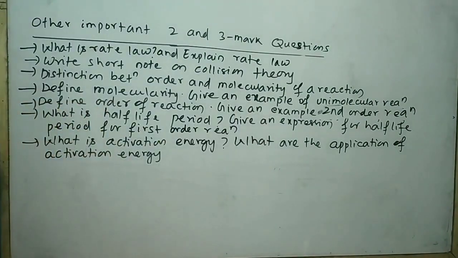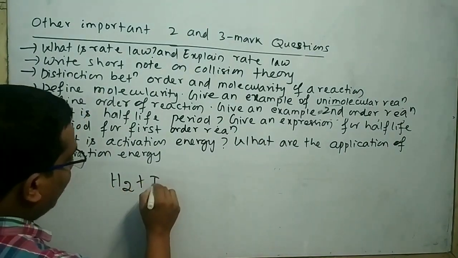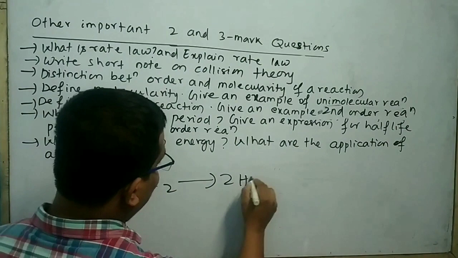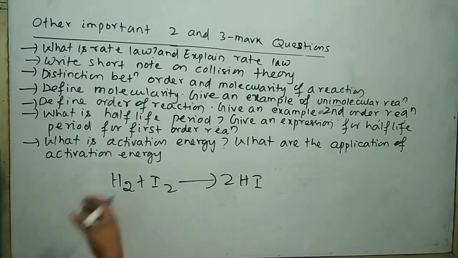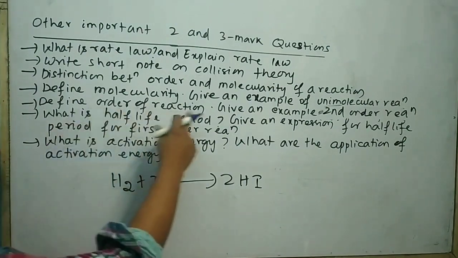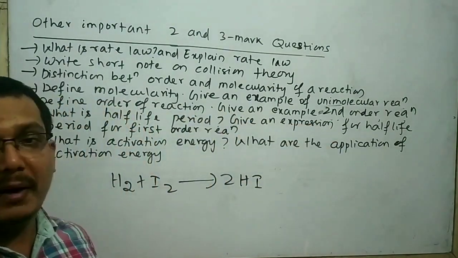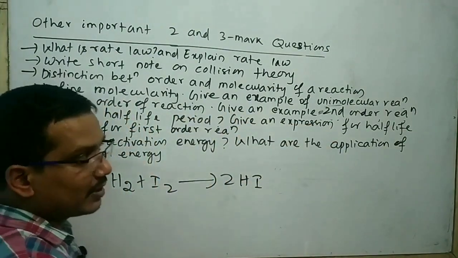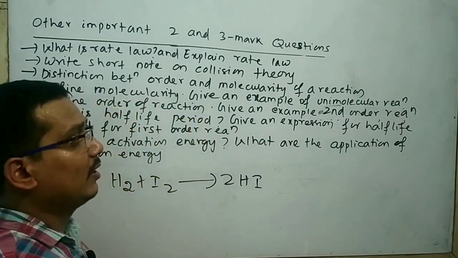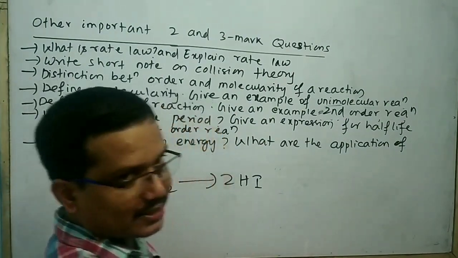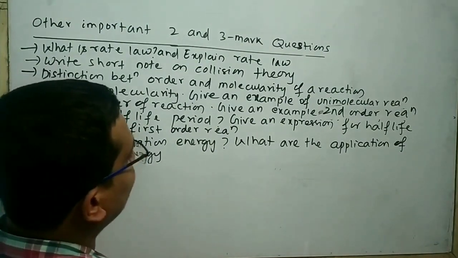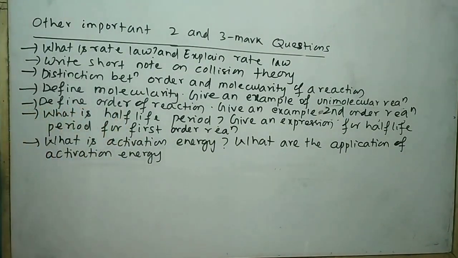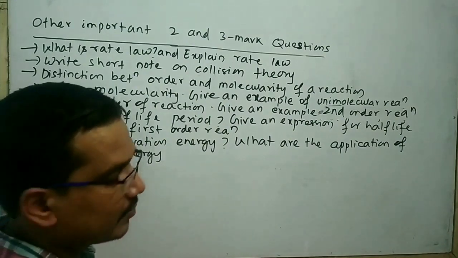And I will take an example of second order reaction. H2 plus I2 gives 2HI. This is a second order reaction. Also I can make a new question: define order of reaction, give an example of first order reaction, or the question can also ask give an example of zero order reaction, like that. Next question is what is half-life period, give an expression for half-life period for first order reaction.